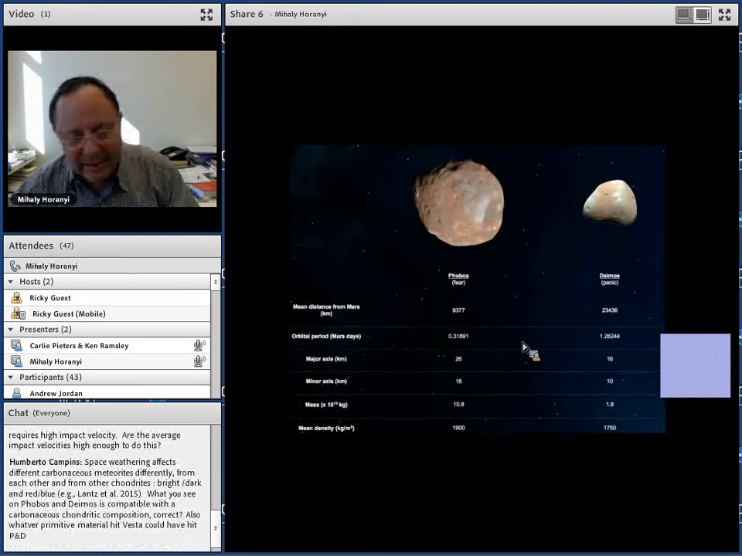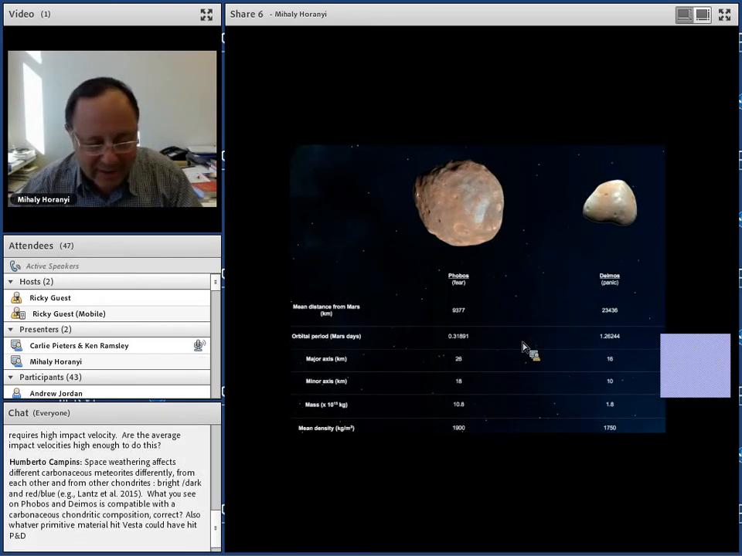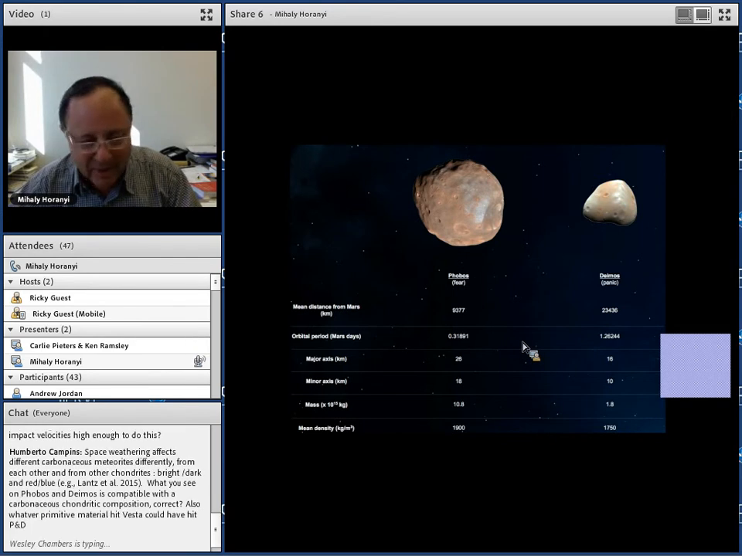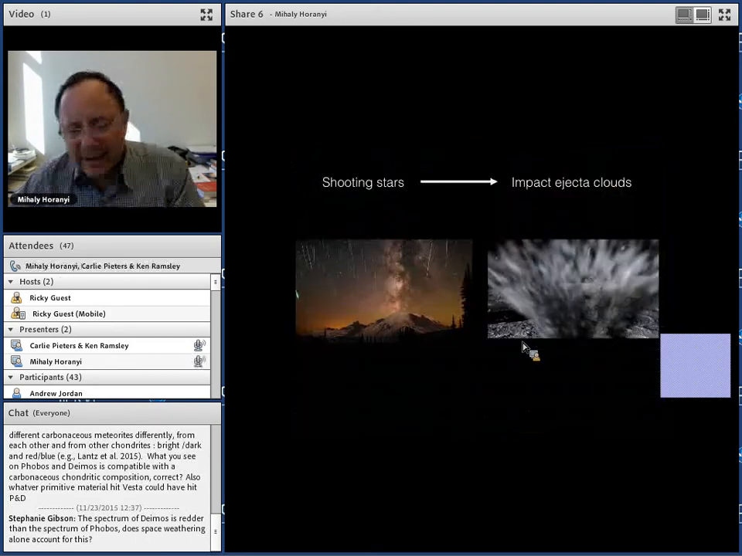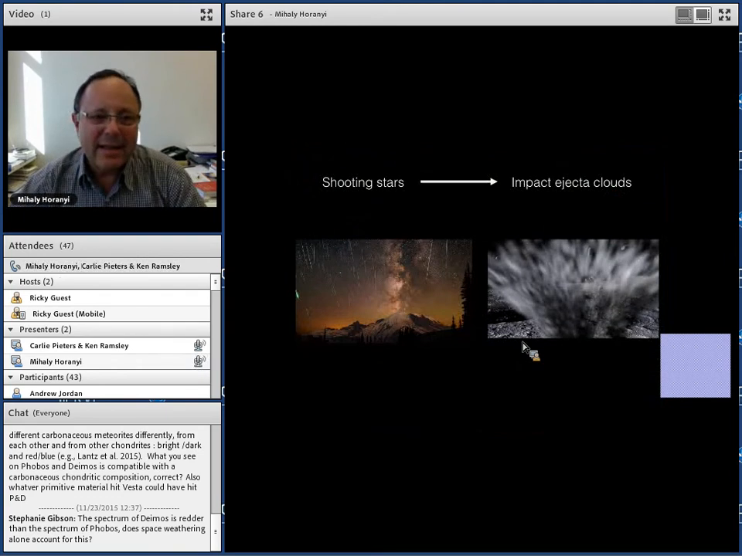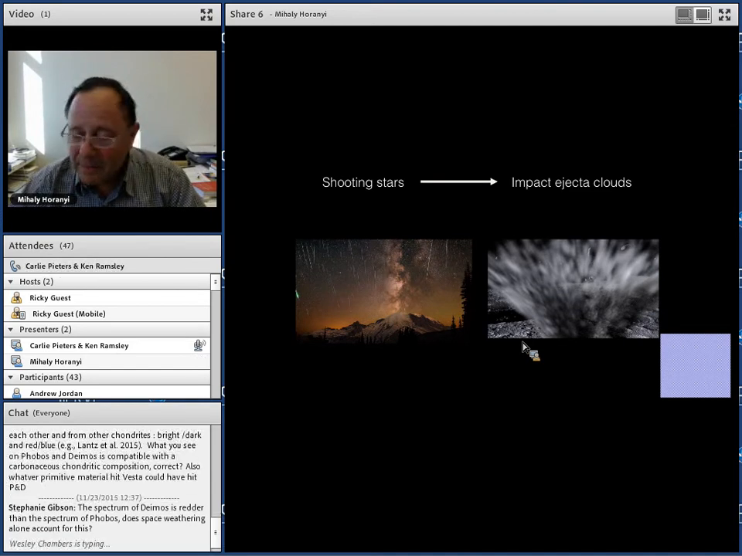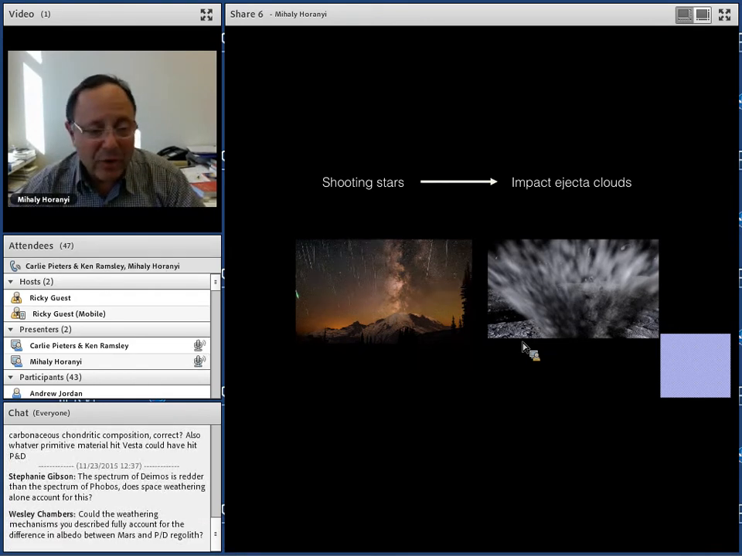So this is the first slide from NASA, which just reminds you about Phobos and Deimos. When the slides will be available, please look at the comparison between these two objects. The next slide says shooting stars versus impact ejecta clouds. So comets and asteroid collisions generate a lot of interplanetary dust in the solar system. And you are familiar with shooting stars because the Earth has a thick atmosphere and most of the small dust particles burn up and you could see them.